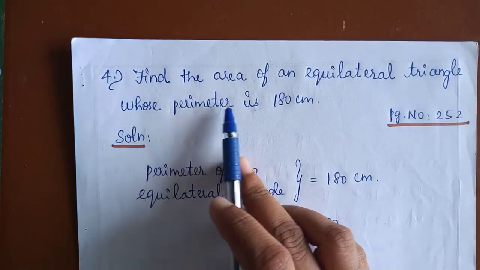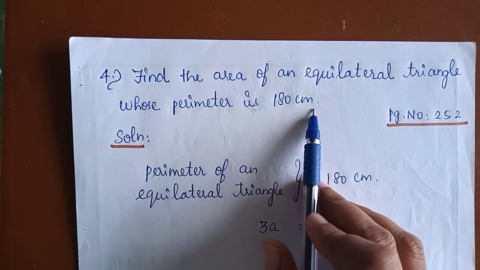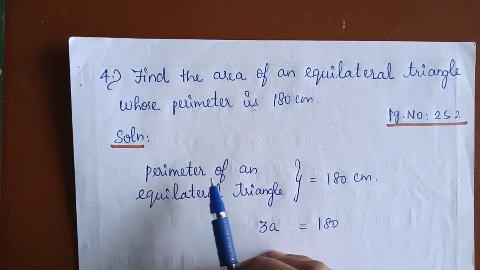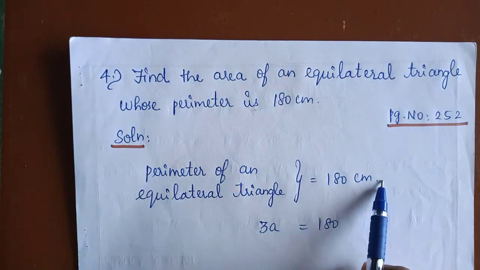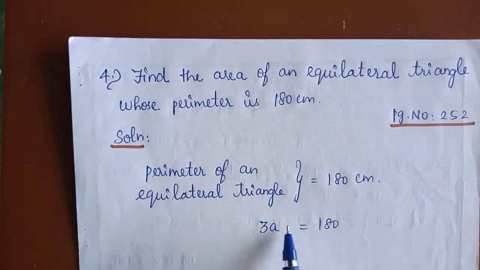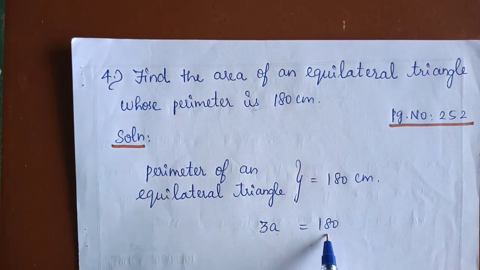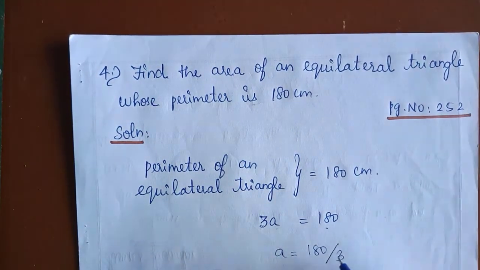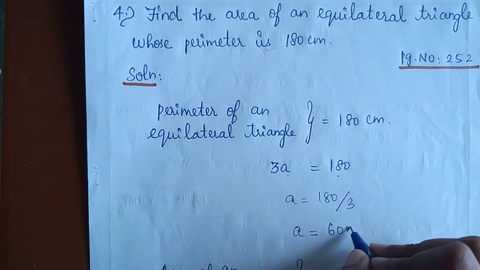Problem number 4. Find the area of an equilateral triangle whose perimeter is 180 centimeter. The problem belongs to page number 252. So perimeter of an equilateral triangle is equal to 180 centimeter. In an equilateral triangle, all sides are equal. So since all sides are equal, we take it as 3a. So 3a is equal to 180, a is equal to 180 by 3. So the value of a is equal to 60 meter.